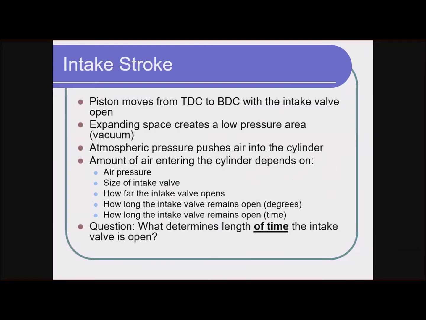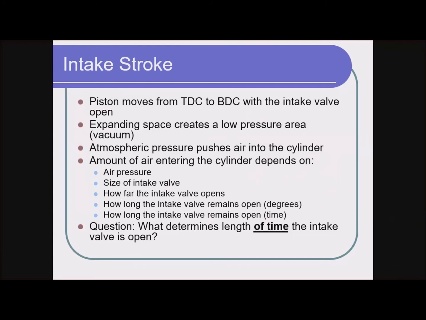The last one, how long the intake valve remains open time-wise. So is it a millisecond, 2 milliseconds, 10 milliseconds? Some of that is determined by how many degrees it stays open, but the other thing is engine RPM. If you have an engine that's going slow, the valve's open for a long time. If you have an engine that's going very fast, at high RPM, the valve is open for a very short period of time. Even if the duration on the cam designed in there is long, the amount of time is very short because of the high engine speed.